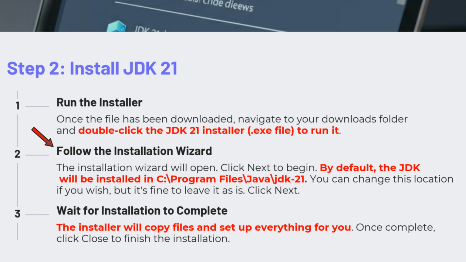By default, JDK will be installed in C Program Files Java JDK 21. If you want to change the location, you can change it, and if you want to leave it, you can leave it as it is and click on next. The installer will copy files and set up everything for you. Once it is complete, click on close to finish the installation.